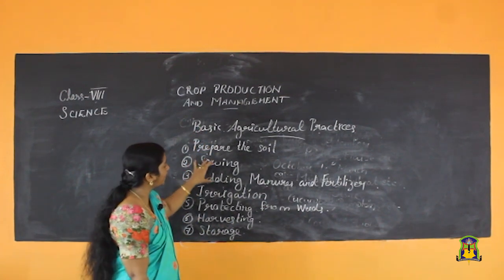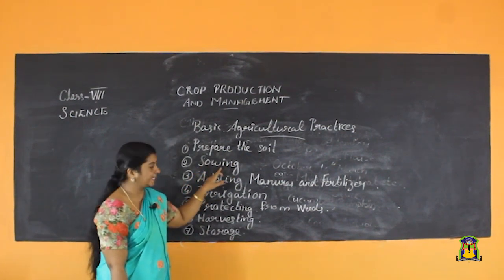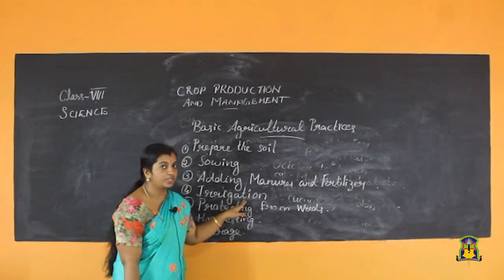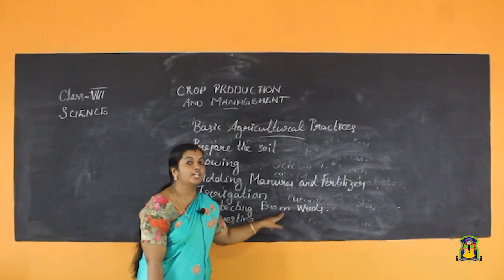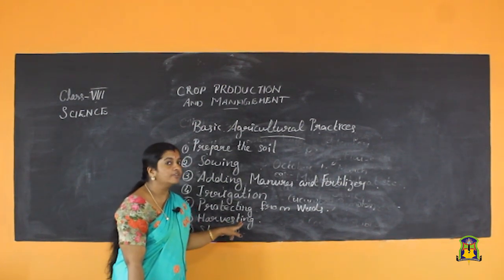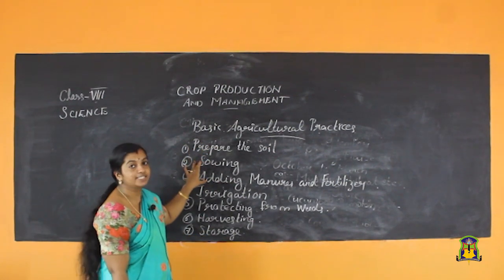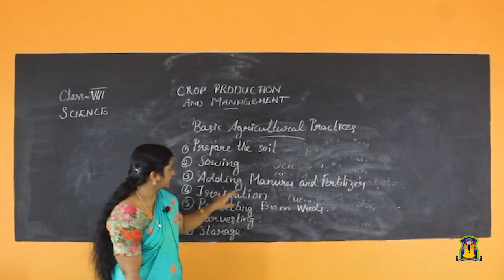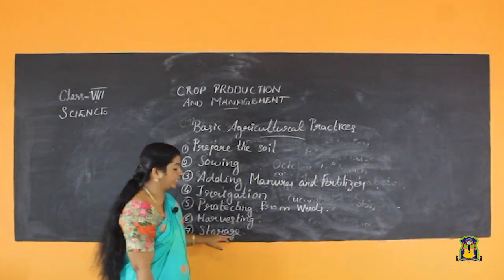So, these are the 7 basic agricultural steps. First one is preparing the soil, then sowing the seeds, then adding manures and fertilizers. After that, irrigation, that is we have to provide water for proper growth. Then protecting it from weeds, that is we have to remove the unwanted plants from the crops. Then harvesting, that is collecting the fruits or vegetables. After that, we have to store it properly. Clear? Clear with the 7 basic agricultural steps? Preparing the soil, sowing, adding manures and fertilizers, irrigation, protecting from weeds, harvesting and storage.